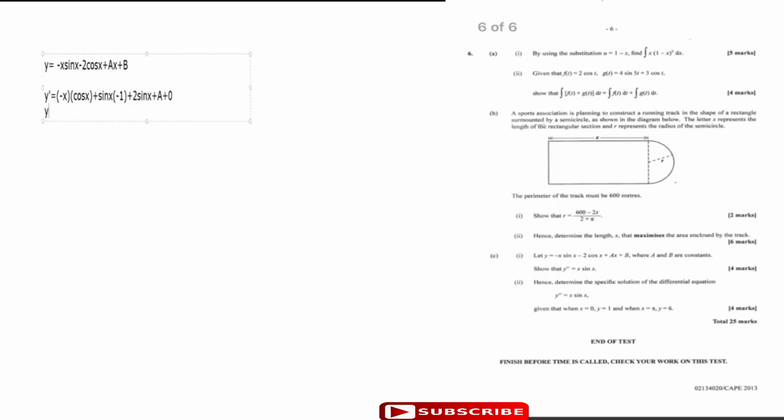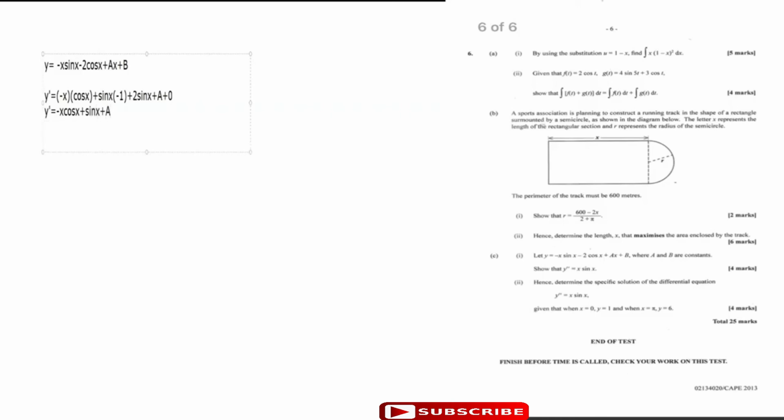Okay, so in reality, y prime works out to be minus x cos x minus sine x plus 2 sine x. That minus sine x plus 2 sine x is really just plus sine x, plus a.